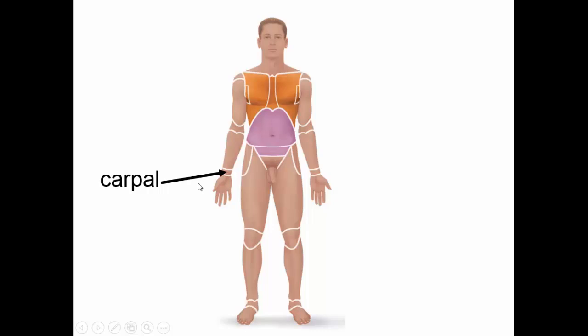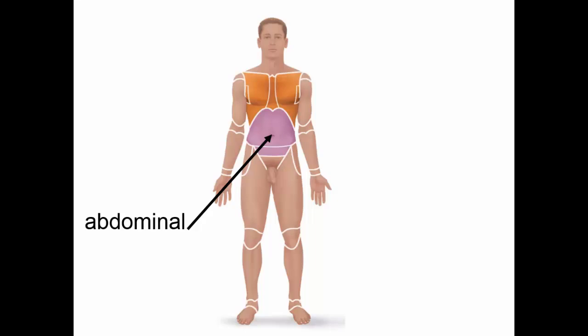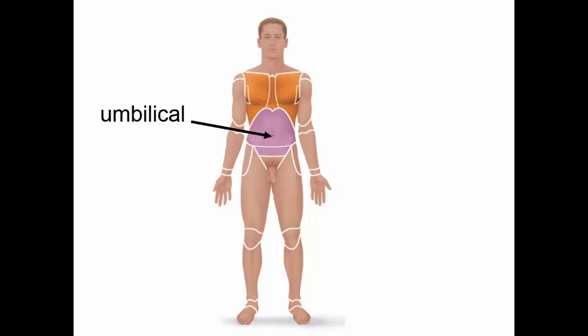Your wrist area is known as the carpal region. The bones of the wrist are the carpals. The front of your hand, where your palm is, is the palmar region. And if you can count on it, it's digital. So your fingers and your toes are both digital. The area of the stomach is the abdominal region. Your belly button and the area immediately around it is the umbilical region.